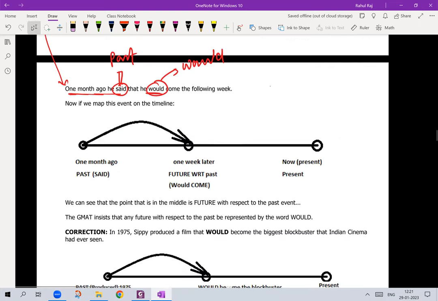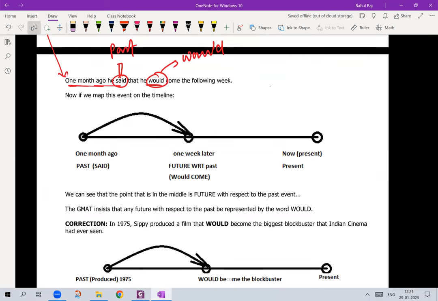GMAT says that if you have used a past tense, and with respect to that past tense you are trying to write something future about it, you should use would. So the actual sentence, if this needs to be corrected, should be written in this form: Sippy produced a film that would become the biggest blockbuster that Indian cinema had ever seen. There's not much logic in this statement, not much learning also. You should follow it. That's it.